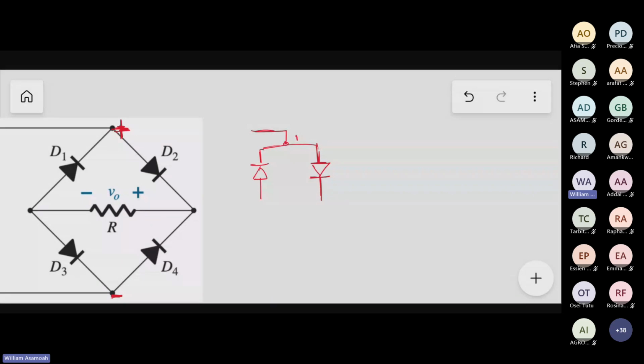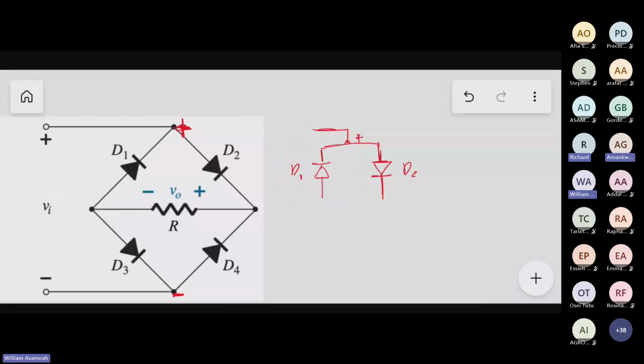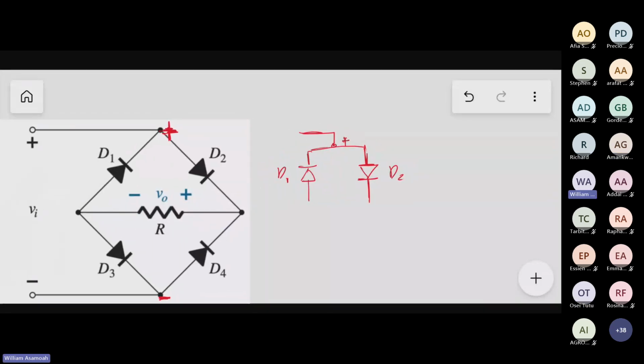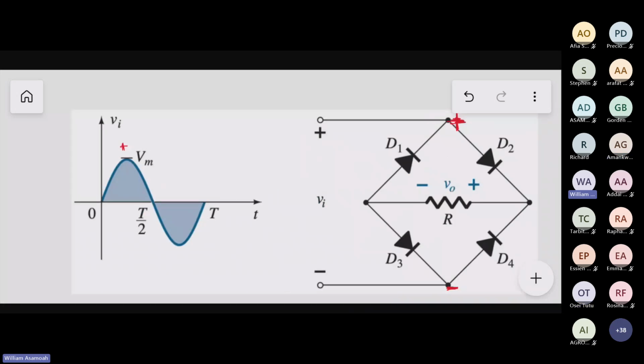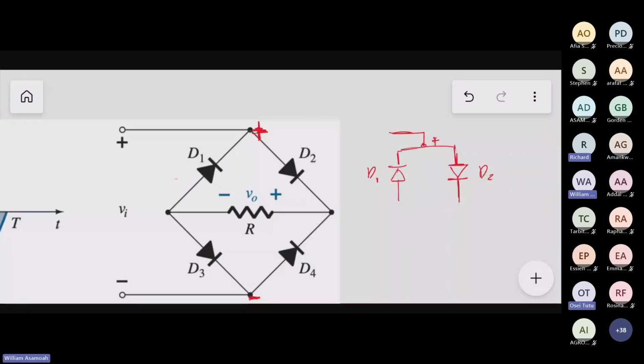Here is positive. So this is D2 and D1. Which one is forward biased? D2. So D1 would not conduct when the voltage is positive. Do we understand? This one is off, in reverse bias mode. Then this one conducts current.